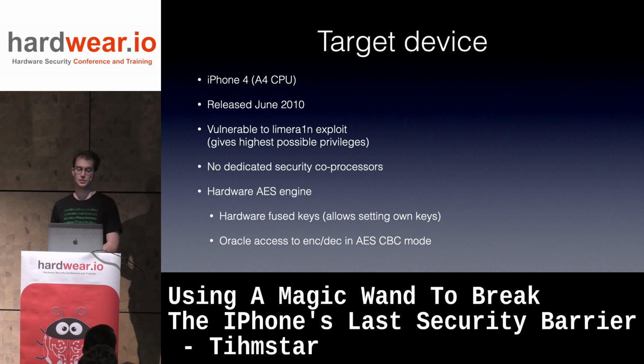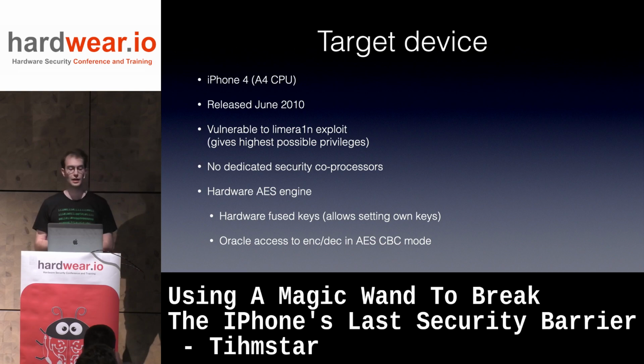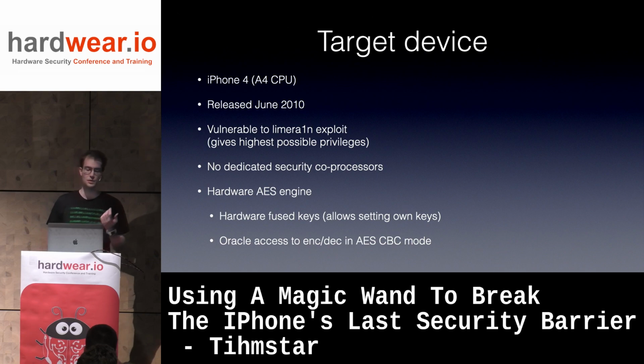It has no dedicated security coprocessor. It has a hardware AES engine, and it has hardware-fused keys. And the engine also allows you running encryption and decryption with AES with your own keys. This is not necessarily required, but you kind of want to have this if you're targeting an unknown implementation. So you do need Oracle access to encryption. It gives you Oracle access to encrypting and decrypting AES in CBC mode.